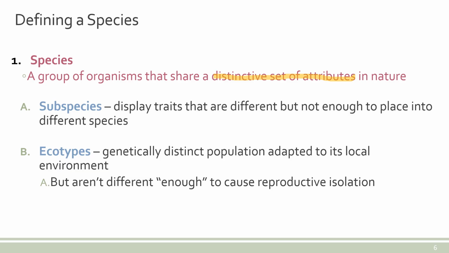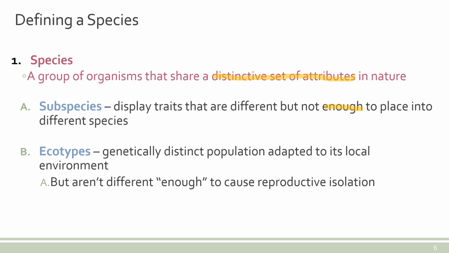Now this gets a little muddied. In some groups, some species, we have smaller subgroups that might be just a little bit different. And so we can also look at subspecies. So these are groups of organisms that display traits, maybe they're genetic traits, maybe they're physical traits, maybe they're behavior traits, that make them very different from other populations or groups within the same species. But they're not quite different enough, again, air quotes, to place them into different species.